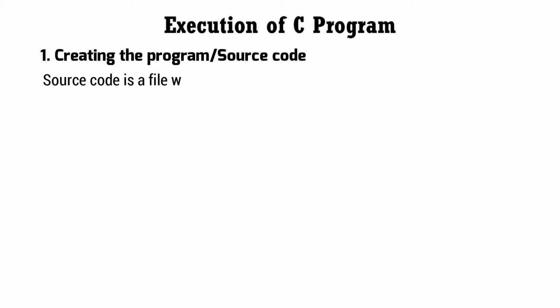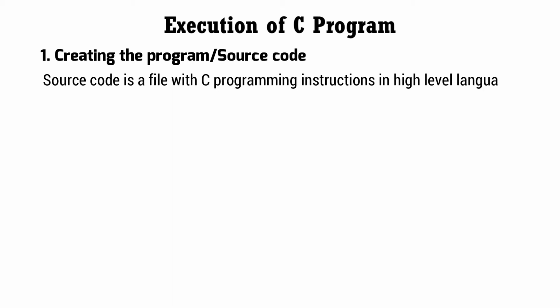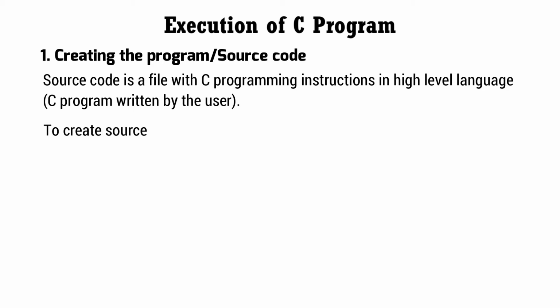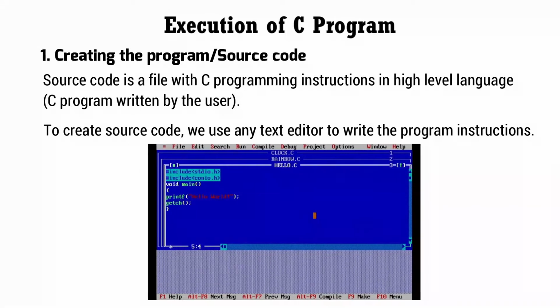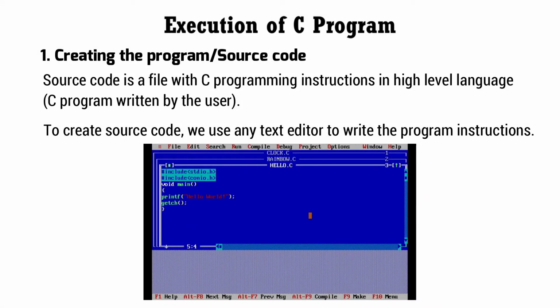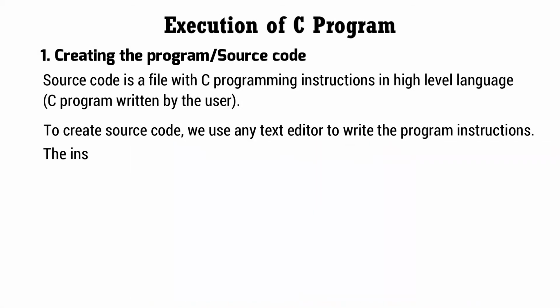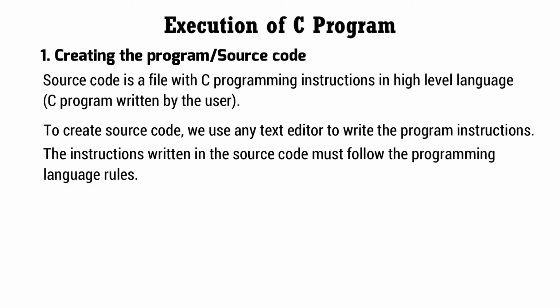Here the source code is a file with C programming instructions in a high level language. So that is a C program written by the user. To create the source code, we use any text editor to write the program instructions. The instructions written in the source code must follow the C programming language rules. This will be saved as a file with the .c extension.